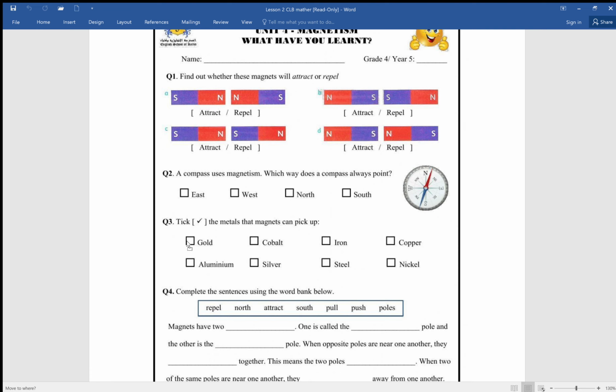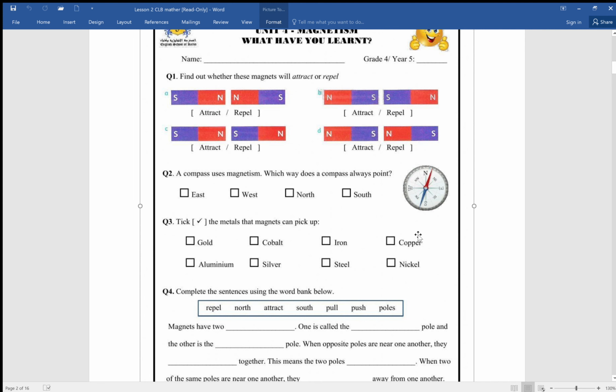is gold a metal that magnets can't pick up? Yes, that's right. Gold is not magnetic. What about cobalt? Yes, you're correct. Cobalt does attract stuff. Magnets do attract cobalt. This is one of the three other things that attract magnets, and the next one is iron.